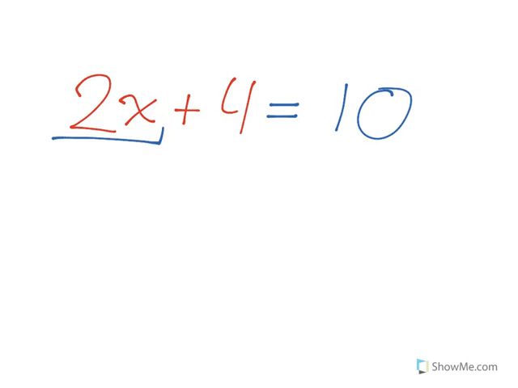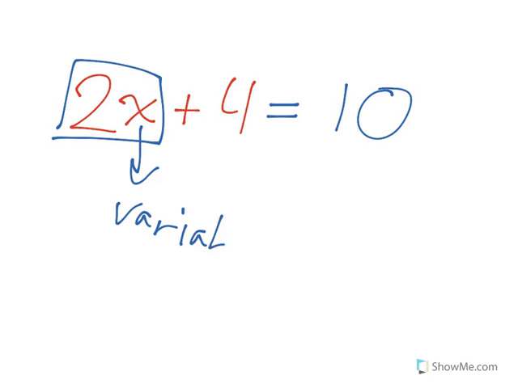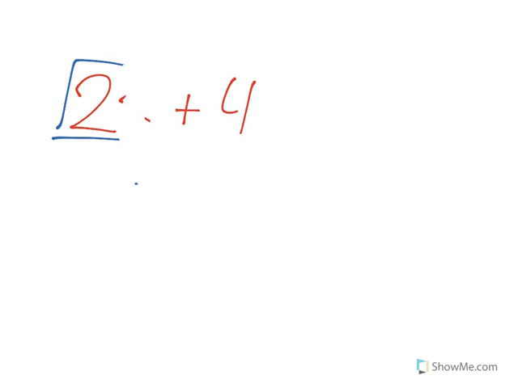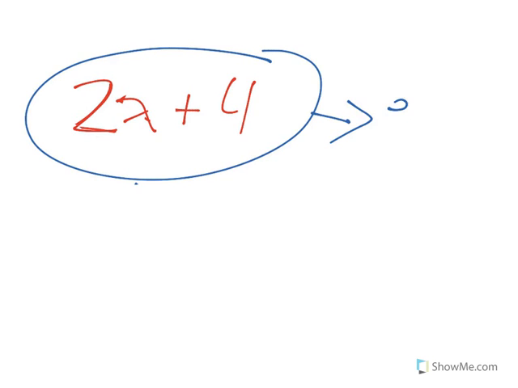It means 2 times x, here's our variable, plus 4 equals 10. That is an equation. If, however, we remove the equal sign, it is an expression. It is not an equation. You cannot solve 2x plus 4 because there is no equal sign.